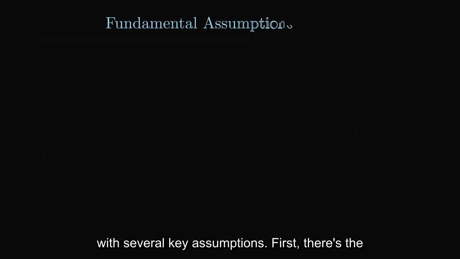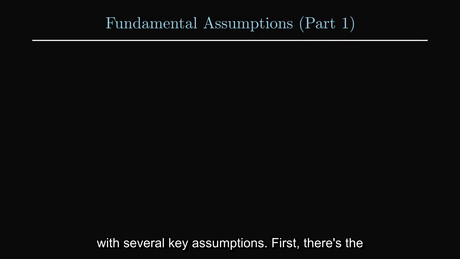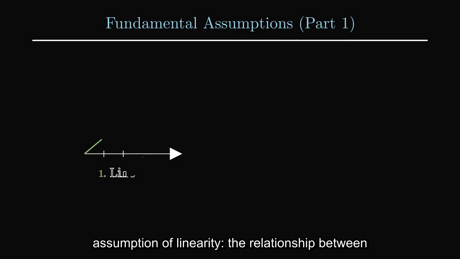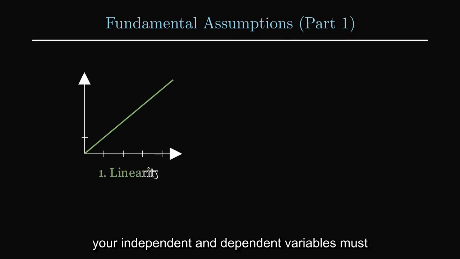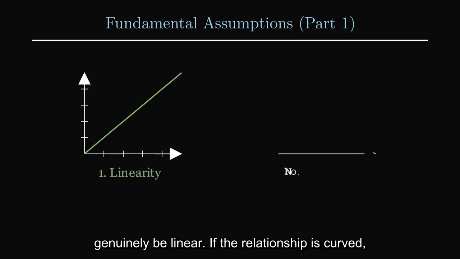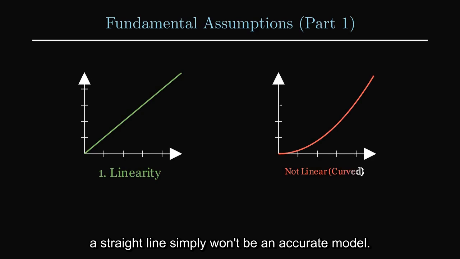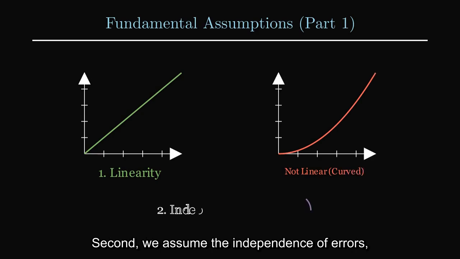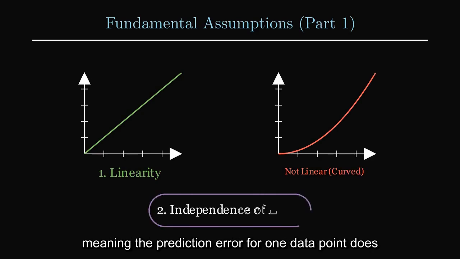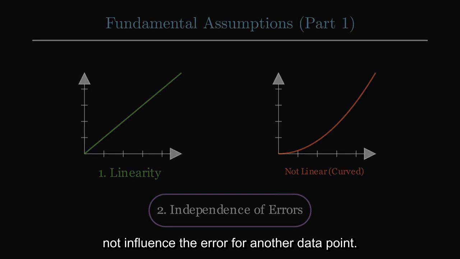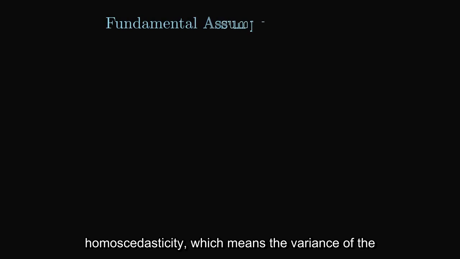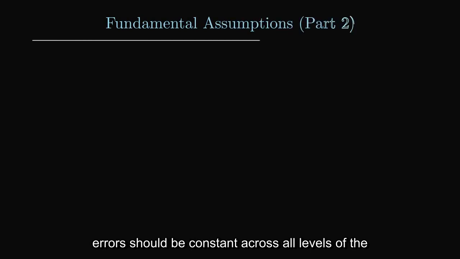While powerful, linear regression comes with several key assumptions. First, there's the assumption of linearity. The relationship between your independent and dependent variables must genuinely be linear. If the relationship is curved, a straight line simply won't be an accurate model. Second, we assume the independence of errors, meaning the prediction error for one data point does not influence the error for another data point.